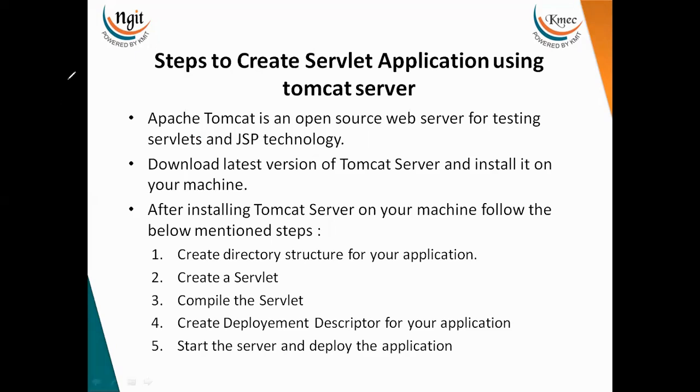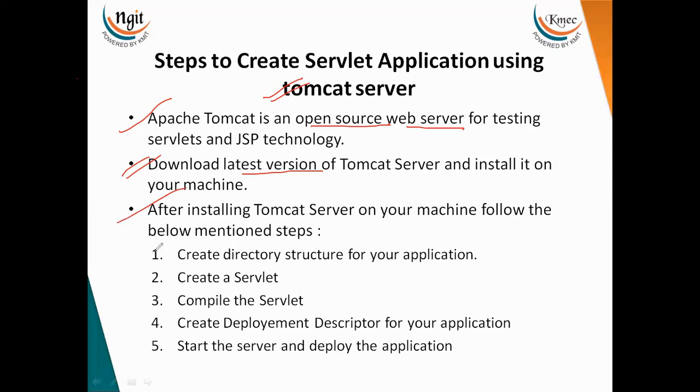If you want to create the servlet application, beta, you can use this Tomcat server. Basically, you can get this Tomcat server on the internet. There are different versions, 6, 7, 8, 9, and so on. This Apache Tomcat is open source. It's a web server for testing servlets, and you can also use it for JSP technology. You can download the latest version of this Tomcat server from the internet and install it. If you want, I will show you the installation as well, in the next step.